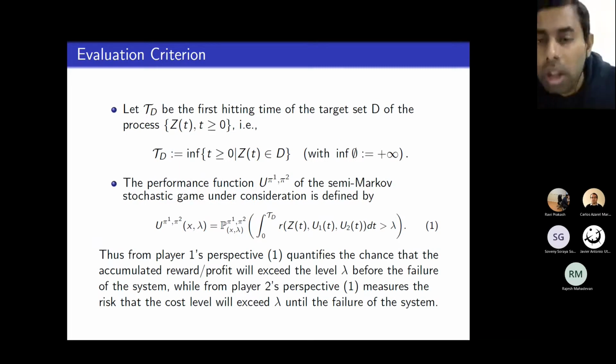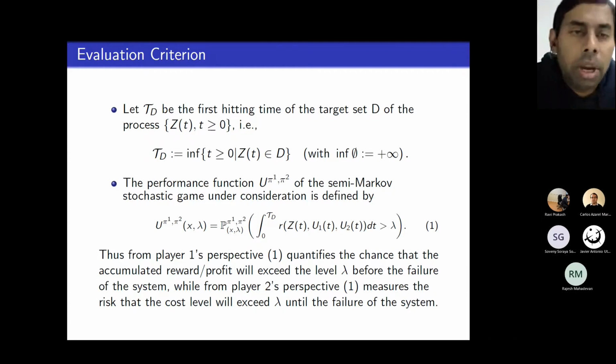But till now I have not told you what the players are trying to optimize. I have told you, yes, that they are trying to optimize the probability that the reward will exceed a certain threshold. But here in this slide, we describe it properly mathematically. For that, first we need this tau d, which is basically the first hitting time of the target set d. So this is the first time the stochastic process jumps to a state inside d.